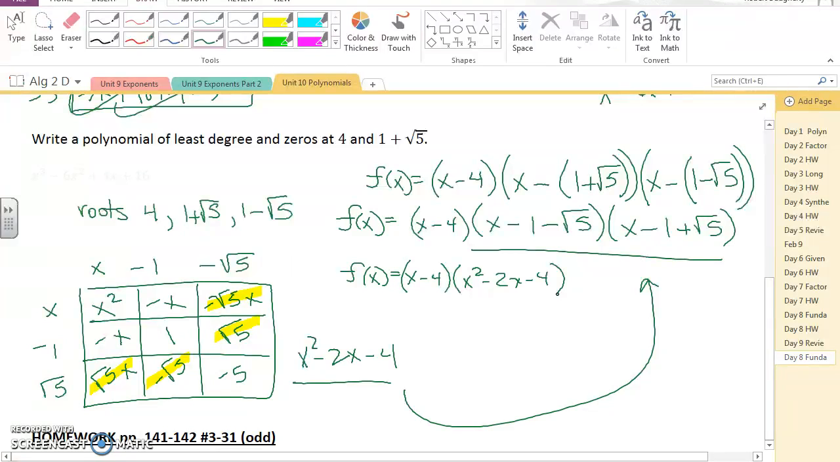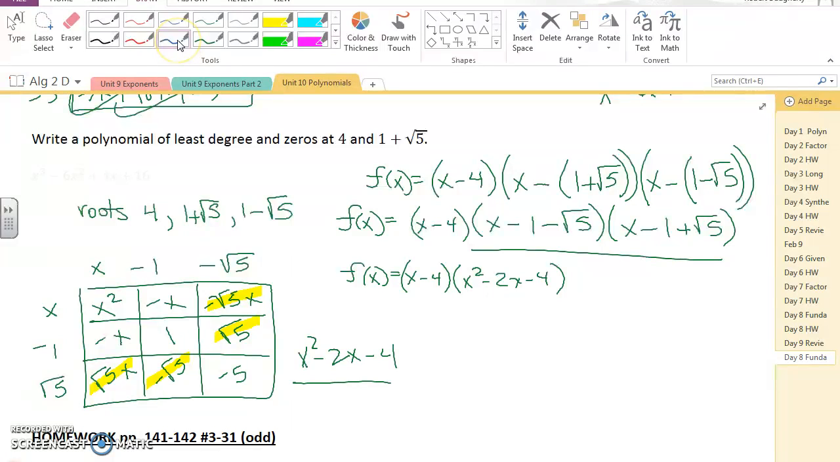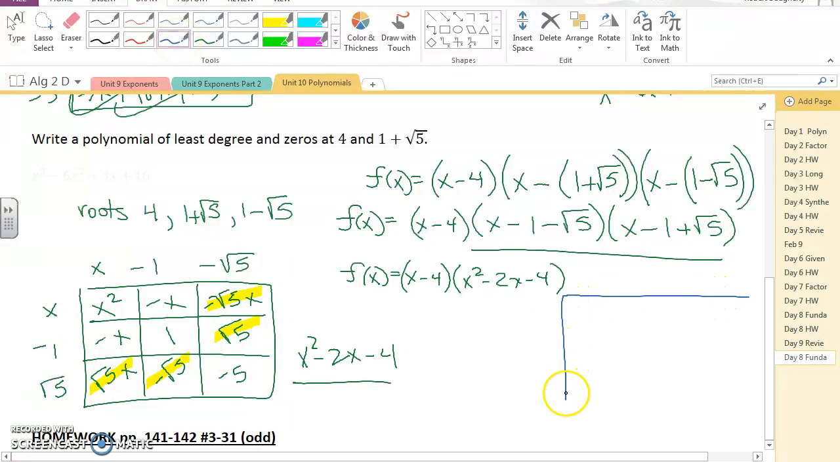So now all I really need to do is just to multiply this, and I'm done. Let me create a little bit of space here. So we'll come over here and do that multiplication. So I'm going to have x squared minus 2x minus 4 multiplied by x minus 4.